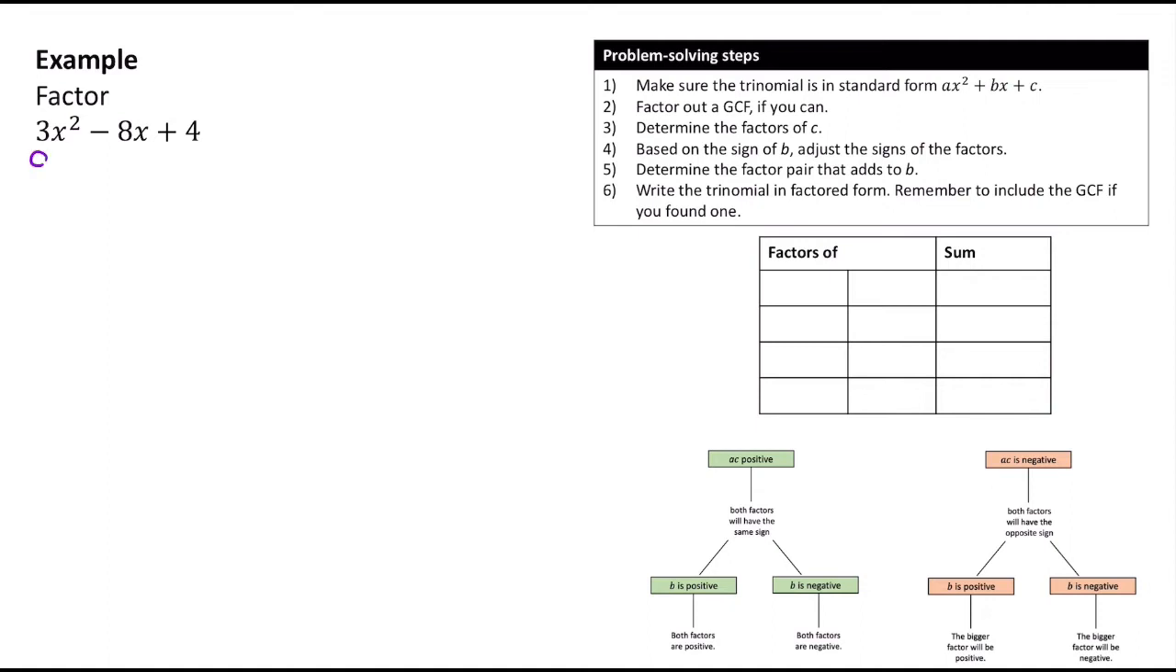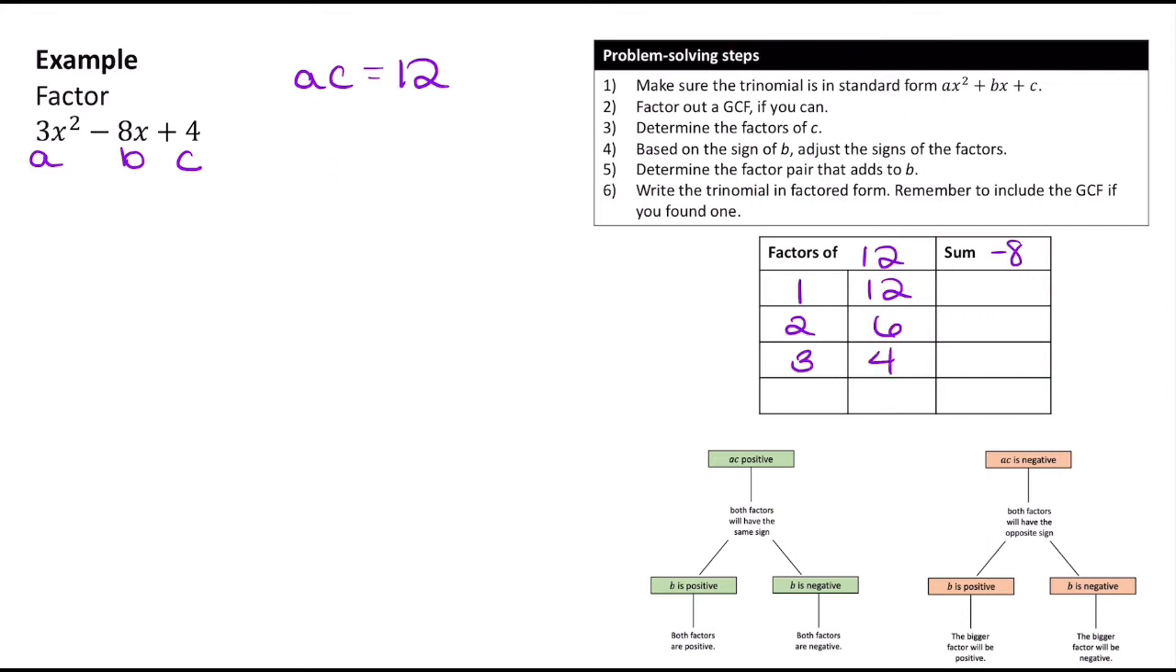So this is in standard form, so I'm going to identify a, b, and c. So if I go ahead and do a times c, that's going to give me 12. So now I need to figure out two factors of 12 that are going to add up to negative 8. So let's write out those factors. We have 1 and 12, 2 and 6, and 3 and 4.